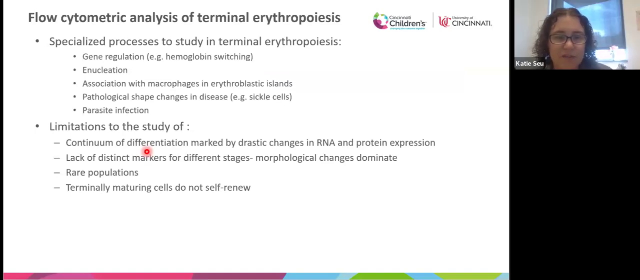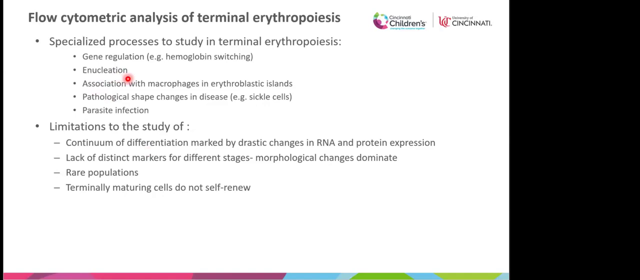So why do we need to refine these populations better or use a different method to study terminal erythropoiesis? Well, there's a lot of specialized processes that I think are unique to erythropoiesis, and this could be applied to other cells as well, but specifically within erythropoiesis, there's a lot of processes that are very stage specific. So genetic regulation that's happening during that terminal maturation process where one cell's not quite turned things on yet, and then you go to the next stage and suddenly a whole different program is running. Enucleation, which happens at the very end.